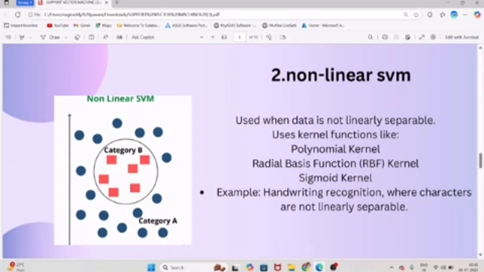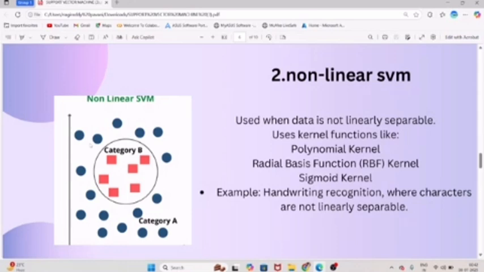For example, imagine if apples are in the center and oranges are around them in a circle. Think in this picture: squares are apples, and the blue dots surrounded by squares are oranges. We can't draw a straight line to divide them, but non-linear SVM can separate them easily by changing how we look at the data.